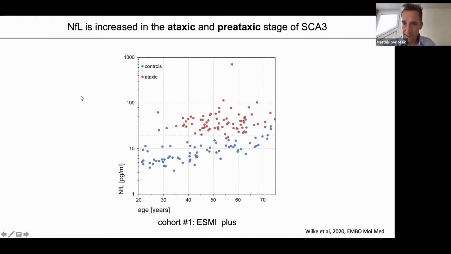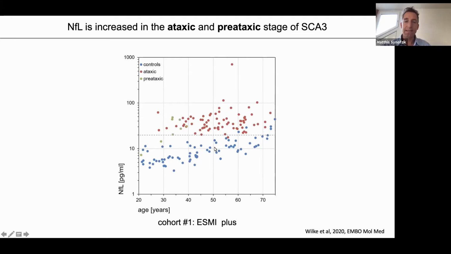I start with the findings in the humans, and I start in the first cohort, this SMA plus cohort, and I start with the ataxic SCA3 patients. You see them in red, and you see in blue the controls. What you first of all see at first glance is that NFL, like pNfH, is related to age. So you see an increase just due to age, as your brain degenerates. But what you can also appreciate is that the ataxic SCA3 subjects are always constantly above the age-matched controls. So NFL is increased in the ataxic SCA3 subjects compared to controls.